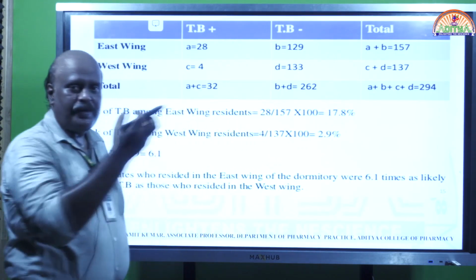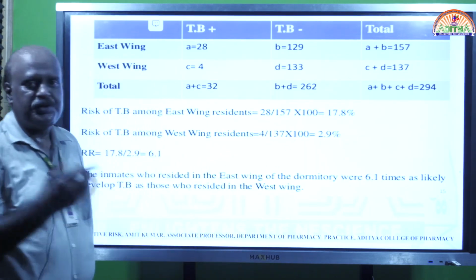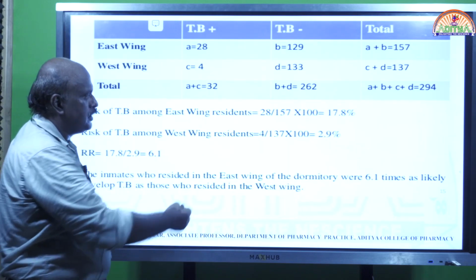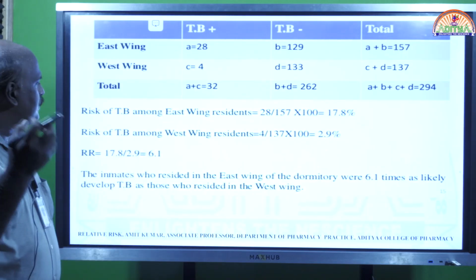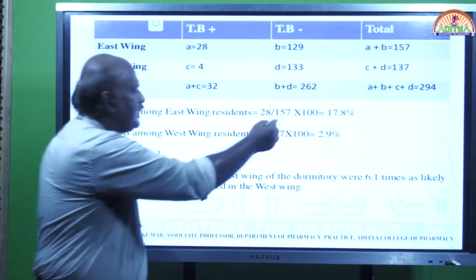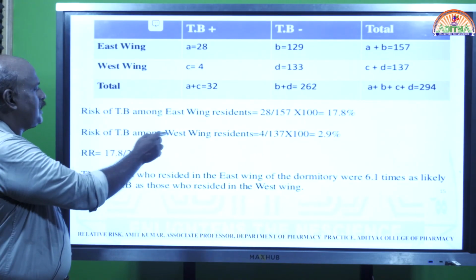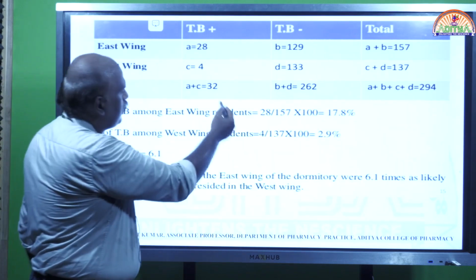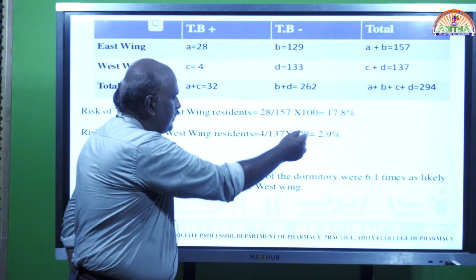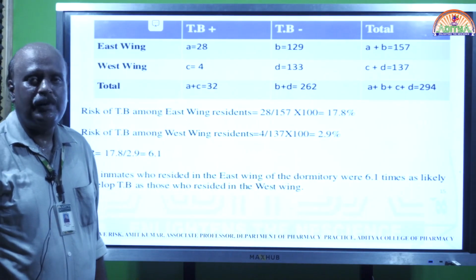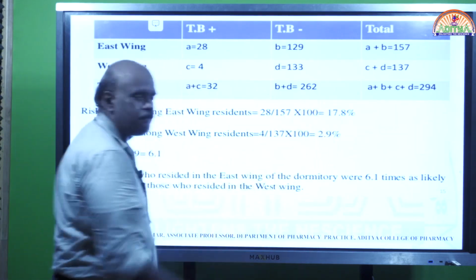28, which is the number of TB cases in the east wing, divided by 157, which is the total population of the east wing. This value multiplied by 100 will give us the percentage of this risk, that is 17.8%. In the same manner, the risk of TB among the west wing is 4 divided by 137 multiplied by 100, which gives us the value of 2.9%. So now we have got these 2 values.